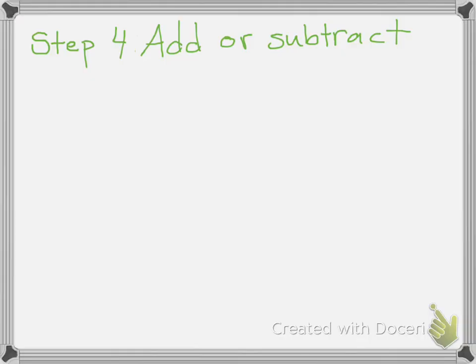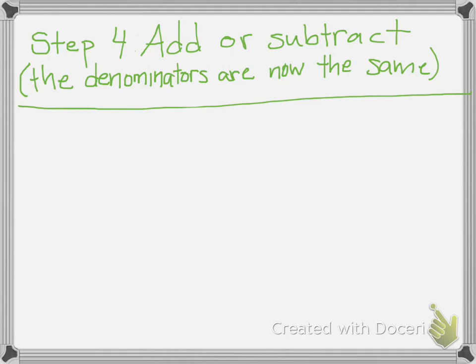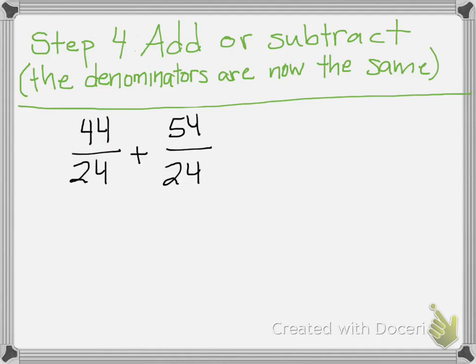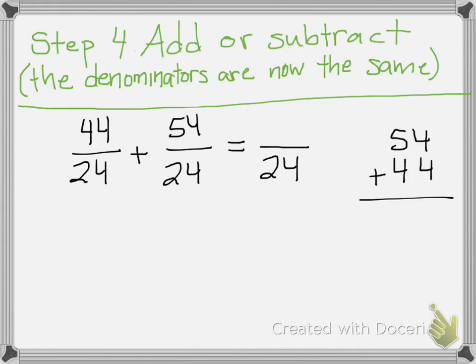Step 4 is add or subtract. So after our last step, the denominators are the same. 44 over 24 plus 54 over 24. When we add or subtract, the denominator stays the same. We take our 54 plus 44 out to the side, and we see that it's 98. So our answer is 98 over 24.